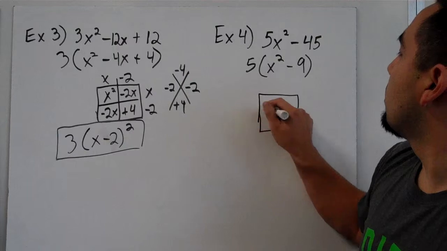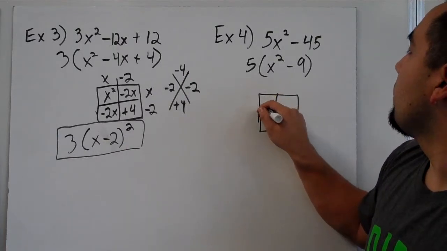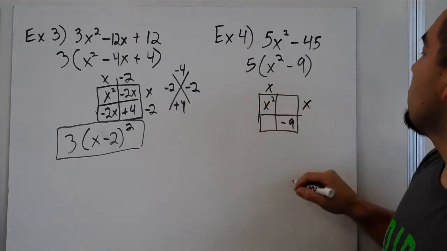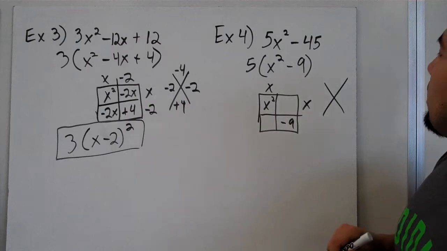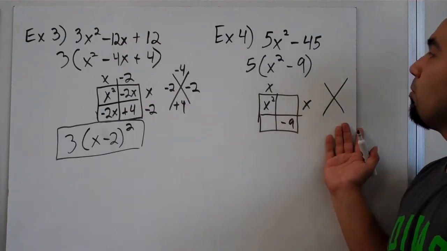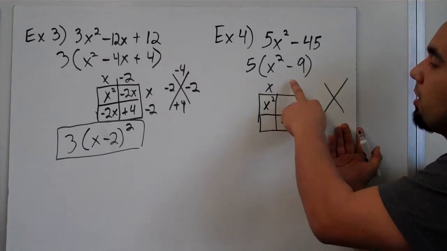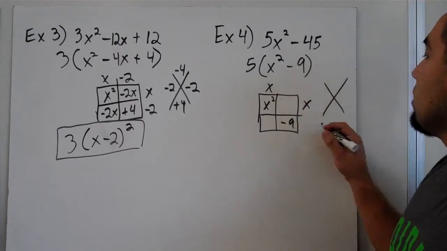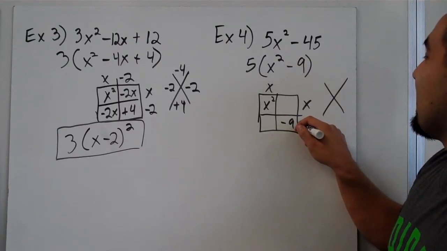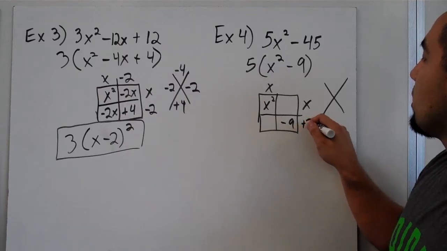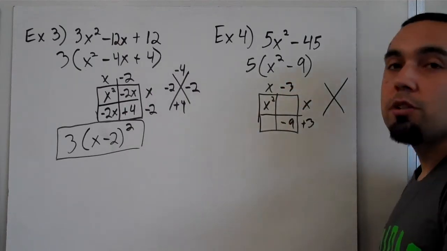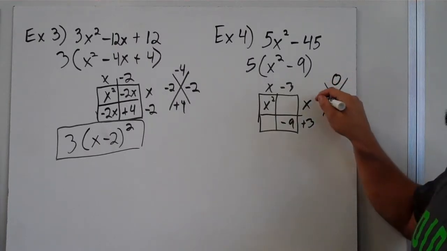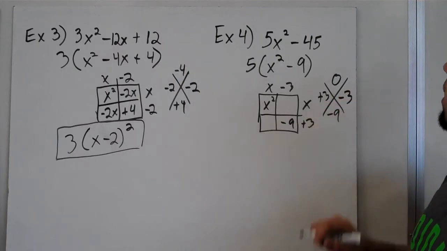So go back to my box. I have x squared, I have negative 9. I know this should be x and this should be x. If you need to use the diamond, you can, but I know that these two numbers are going to be the same and multiply up to 9, so they're going to be opposites of each other. One's going to be positive and one's going to be negative, but they should both be 3's. Just to check my work, I know that this should be a 0, positive 3, and negative 3.